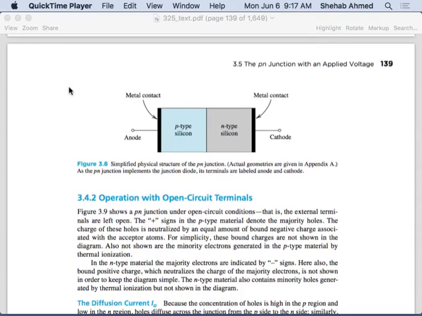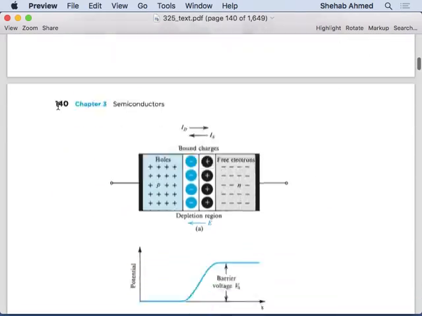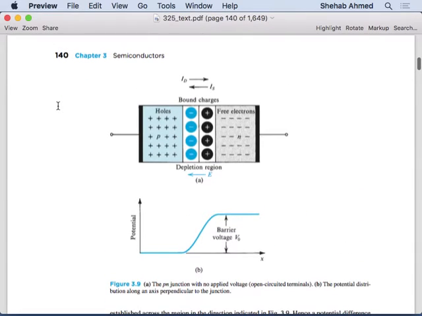Last time we stopped at the PN junction. I think we discussed in reasonable detail what's happening with the holes from a diffusion perspective and a drift current perspective, right? So let me summarize that a little bit here.